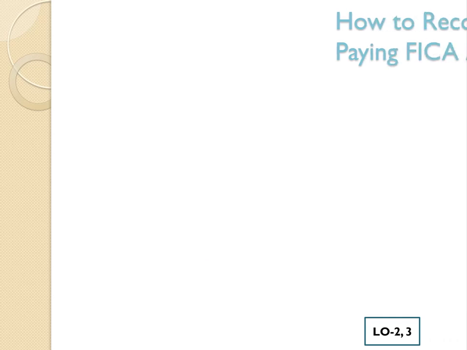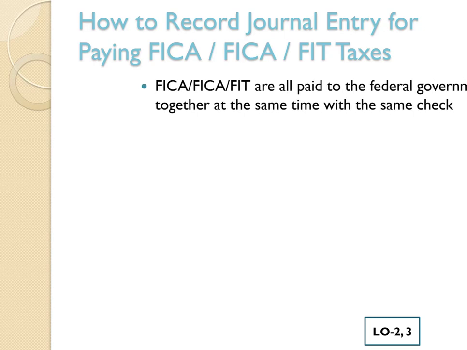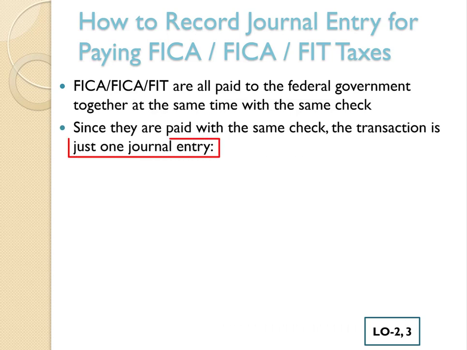So how would we record the journal entry for paying FICA FIT taxes? These taxes, FICA FIT, are all paid to the federal government together at the same time. So OASDI, Medicare, and federal income tax are all paid at the same time. Since they're all paid at the same time and with the same check, it's all one journal entry. So here's what the journal entry looks like.